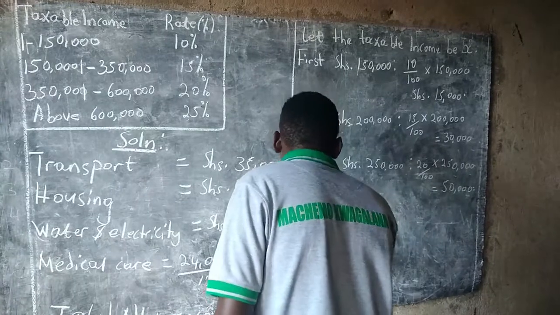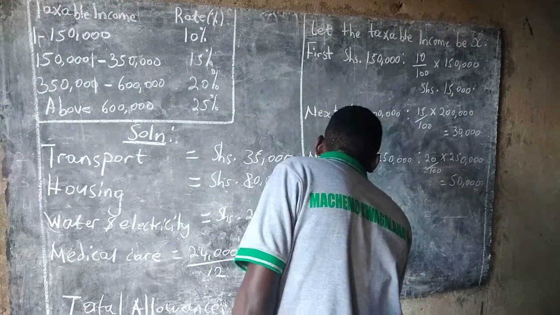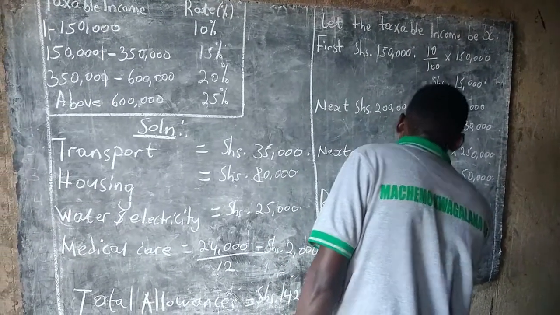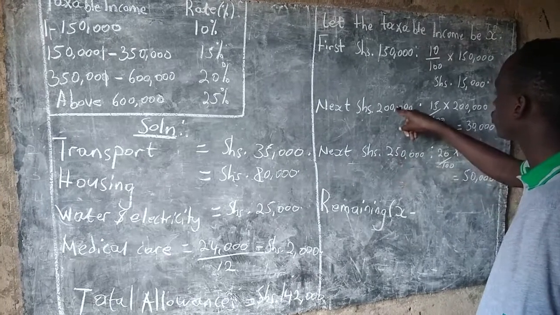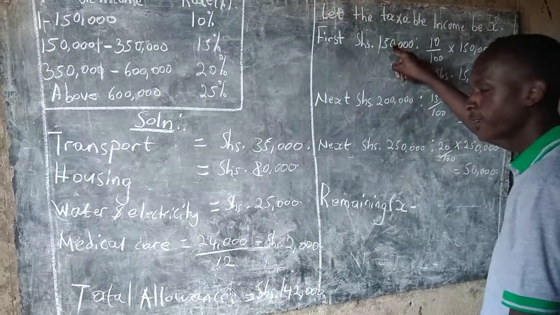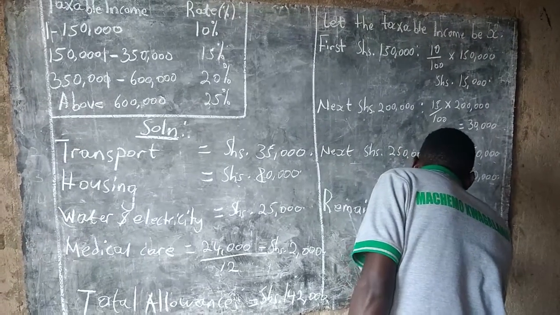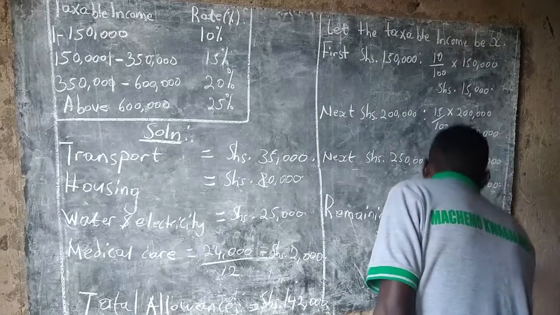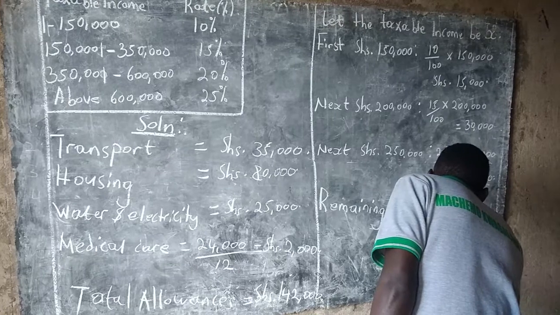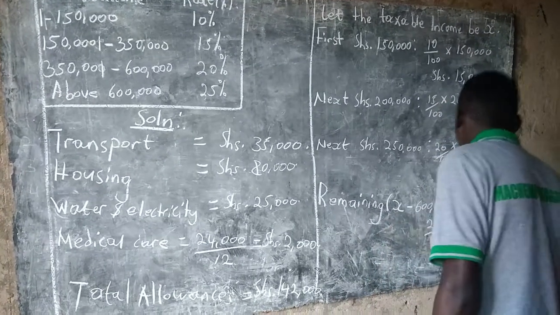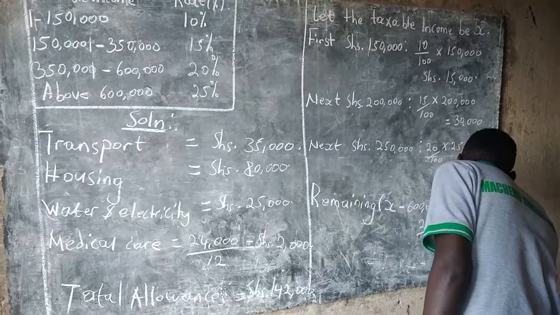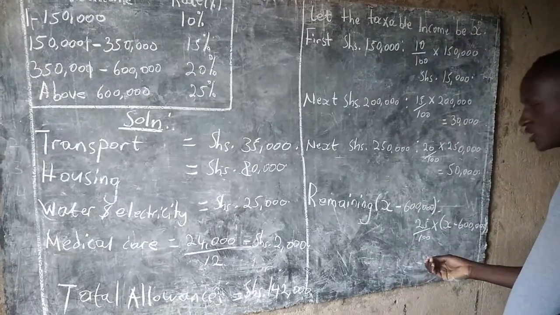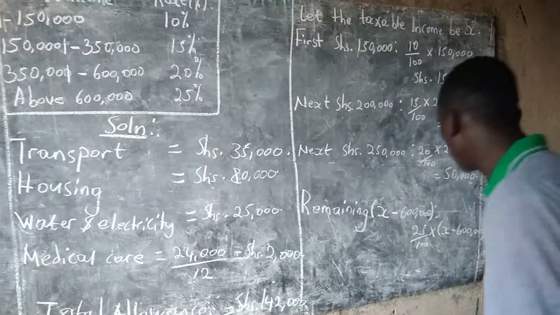So that's why we shall come and say that remaining, it will be now x minus, this is 250 plus 200, that is 450 plus 150, that is 600. So x minus 600,000 shillings is subjected to 25%. It is now x minus 600,000. This is where the trick is. You get this, the question is done.